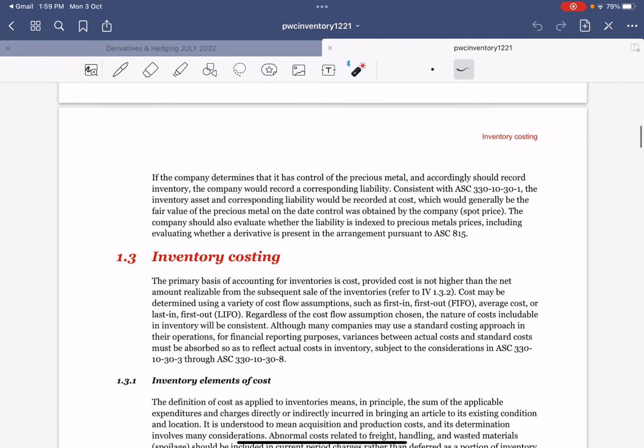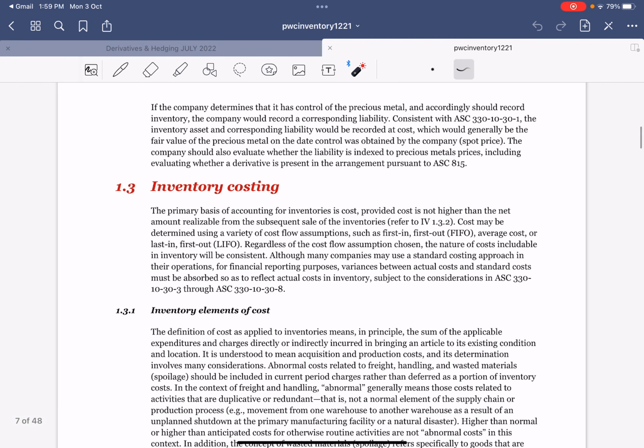This is our main topic, inventory costing. Here we are going to talk about costing. The primary basis for accounting for inventory is cost, provided cost is not higher than the net amount realizable from the subsequent sale of inventory. Cost may be determined using a variety of cost flow assumptions such as FIFO, average, and LIFO. Regardless of the cost flow assumption chosen, the nature of the costs includable in inventory will be consistent.